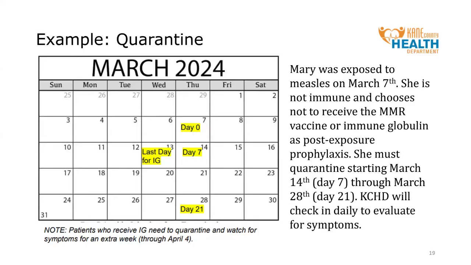Mary was exposed on the same date as Leo, but is not immune to measles. She did not receive the MMR vaccine or immune globulin as post-exposure prophylaxis. So, Mary must quarantine from days 7 through 21 after the exposure date, which would be from March 14th to March 28th in her case. As a reminder, if she were a healthcare worker, her quarantine would instead be from days 5 to 21. Kane County Health Department will check in daily with Mary to evaluate for symptoms through day 21, which, like Leo, would be March 28th.